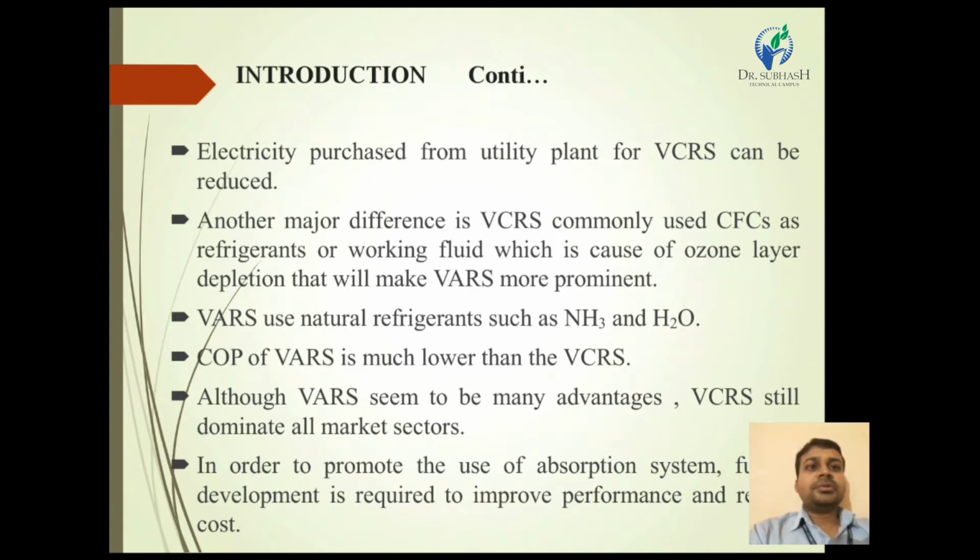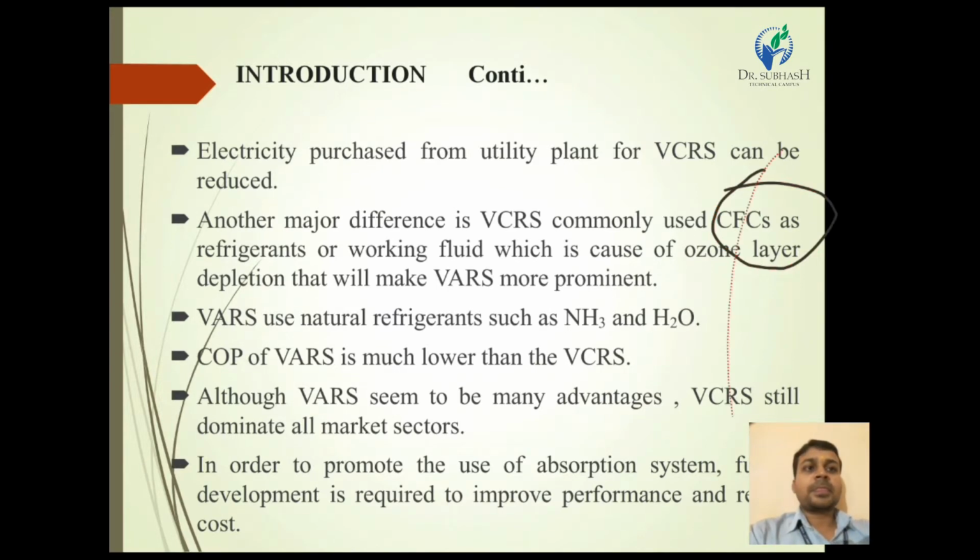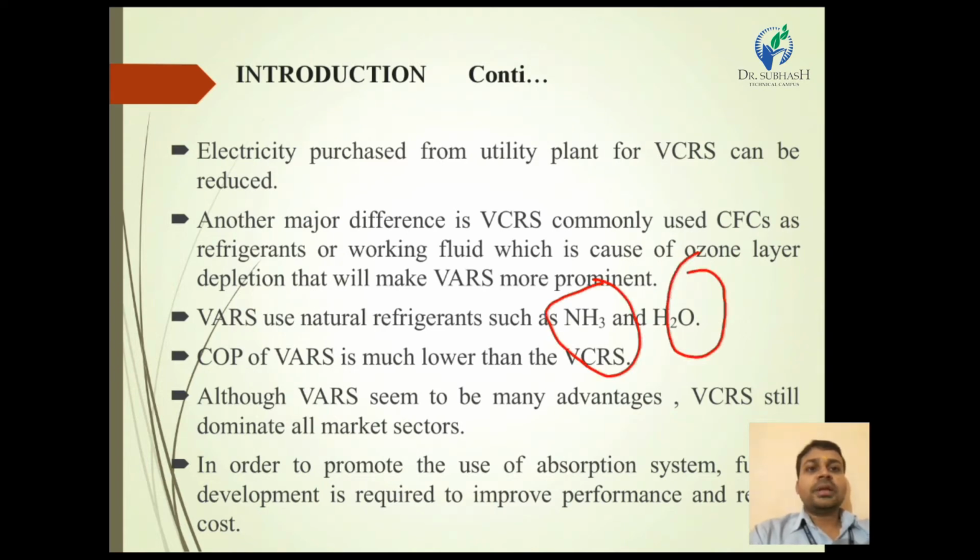Electricity purchased from the utility plant for VCRS can be reduced. Another major difference: in VCRS, CFC is commonly used as a refrigerant or working fluid in the cycle, which causes ozone depletion, and this is more prominent. VAR uses natural refrigerants such as NH3 and H2O. The VARS system is using NH3 and H2O. NH3 is the main refrigerant and H2O is the absorber.